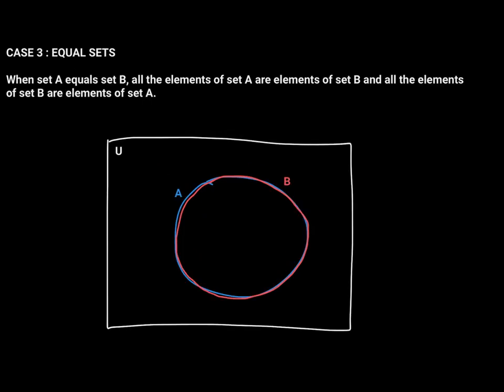If both of the sets are equal, then they coincide. So all of the elements of set A are elements of set B, and the other way around as well. All the elements of set B are elements of set A. Both sets A and B are subsets of the universal set U.